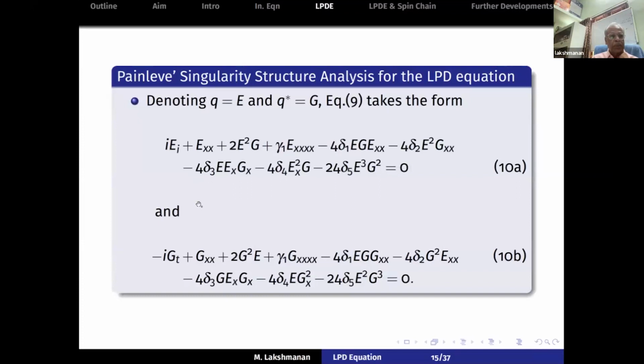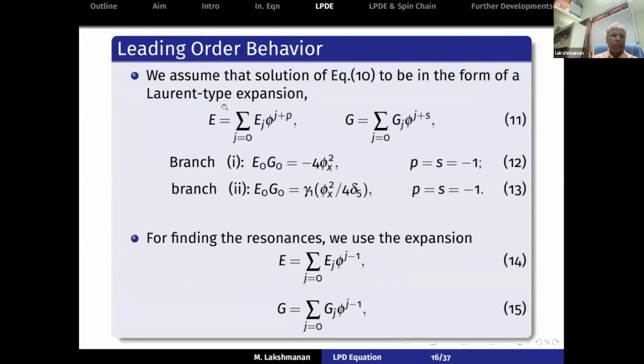So I write these two equations in terms of the two separate functions E and G, and check whether it's integrable by looking at the Laurent expansion of these two variables E and G. So I try to assume the solution to be in the neighborhood of a singular manifold, a complex singular manifold, phi as a characteristic manifold, with a Laurent expansion in the neighborhood of it, and ask whether such a series expansion exists.